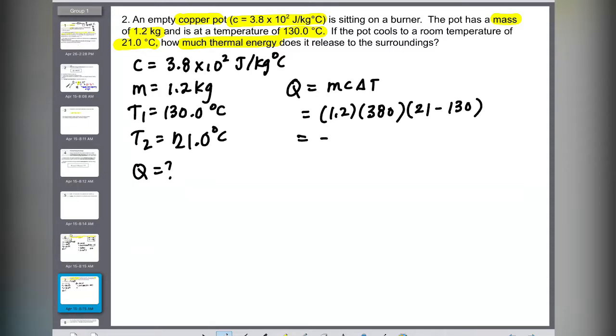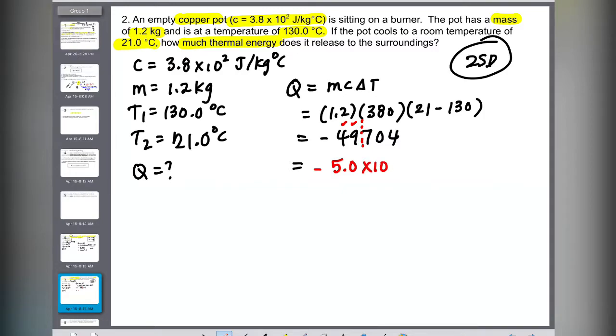Okay, so I got a number of something like this. Is that what you got? So, sig digs: 3.8 has 2 sig digs, so I'm going to do 2 sig digs as the answer. I need to round it to 2 sig digs. I can't just say 50. These are the 2 that I'm keeping, and because it's a 7, I have to round up. I can't say 50,000, that would be 1 sig. So I'm going to have to put it as negative 5.0 times 10 to the 4 joules.